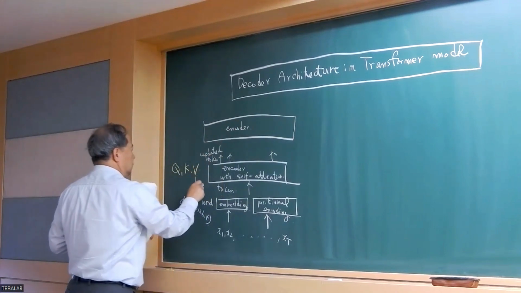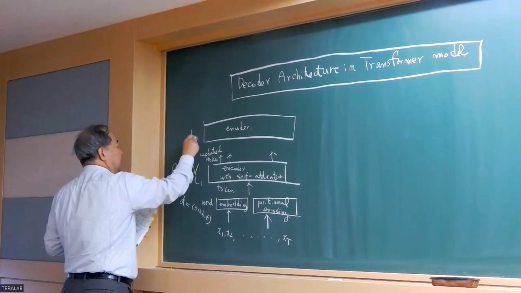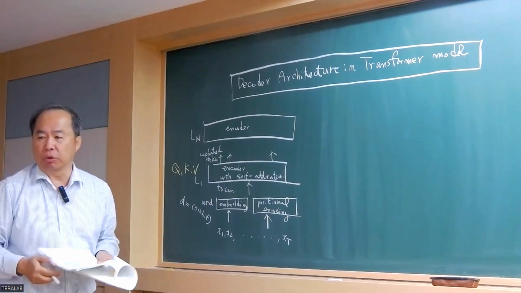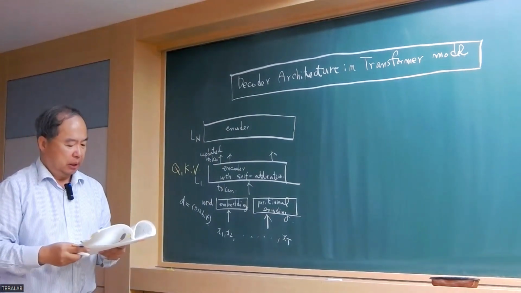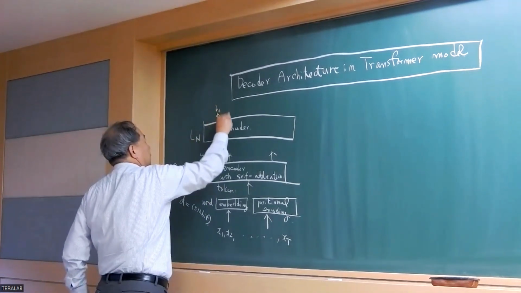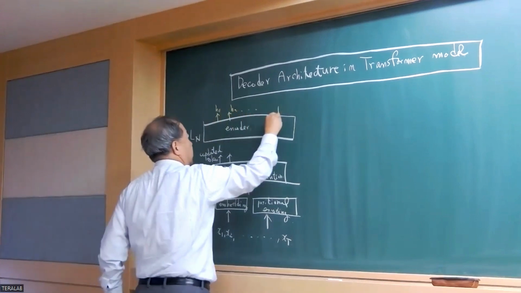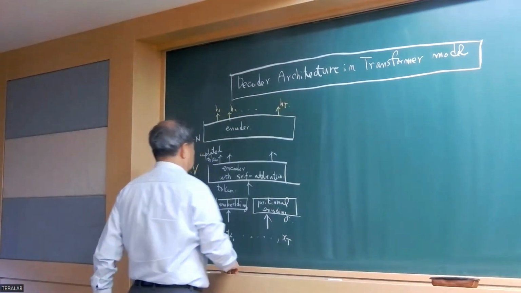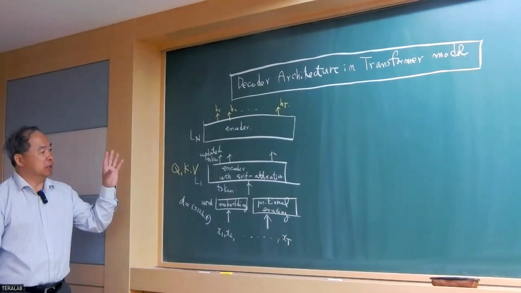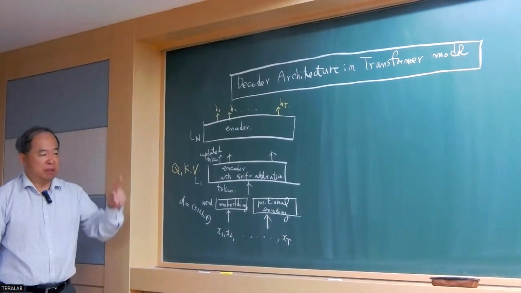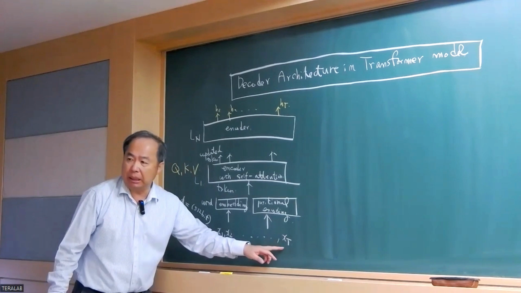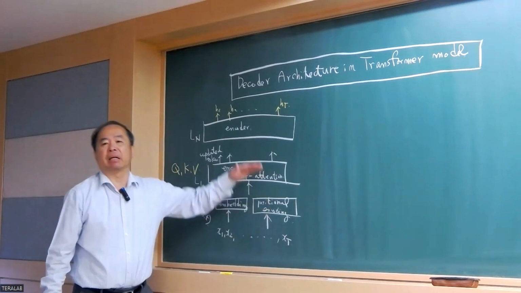This is layer 1 encoder. This is layer 2, layer N encoder. So encoder will have multi-layer transformer encoders. And finally, it's going to have output H1, H2 to HT. One important feature of this encoder in the transformer model is that all these X1, X2 to XT are processed in parallel.